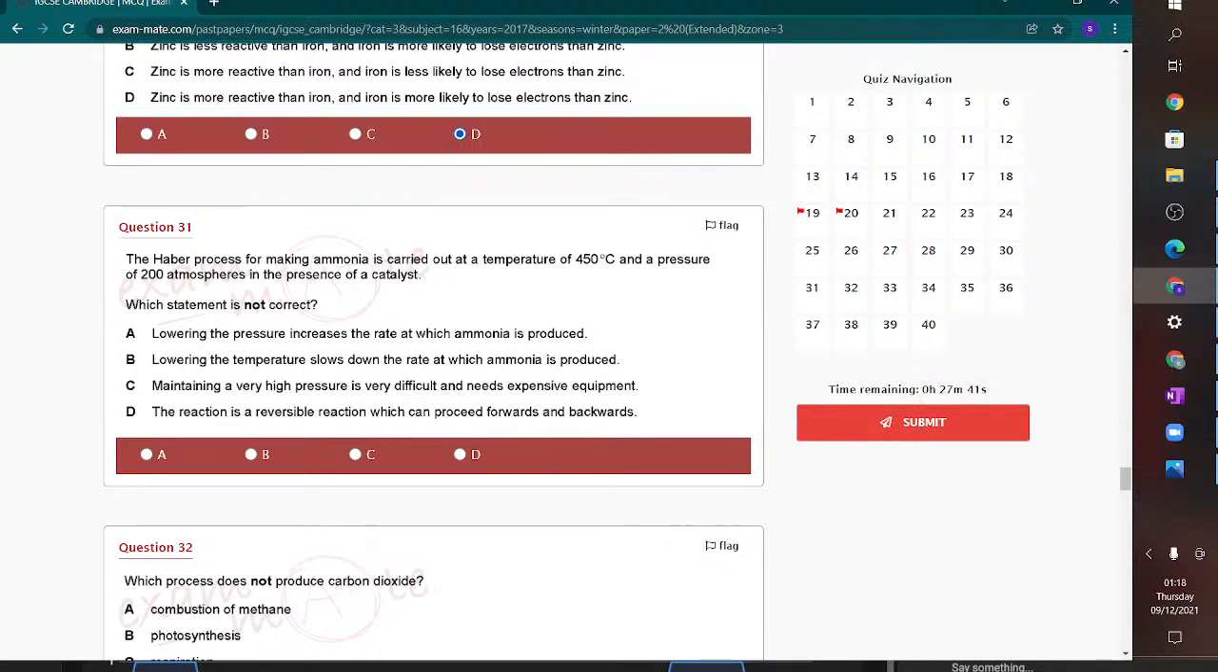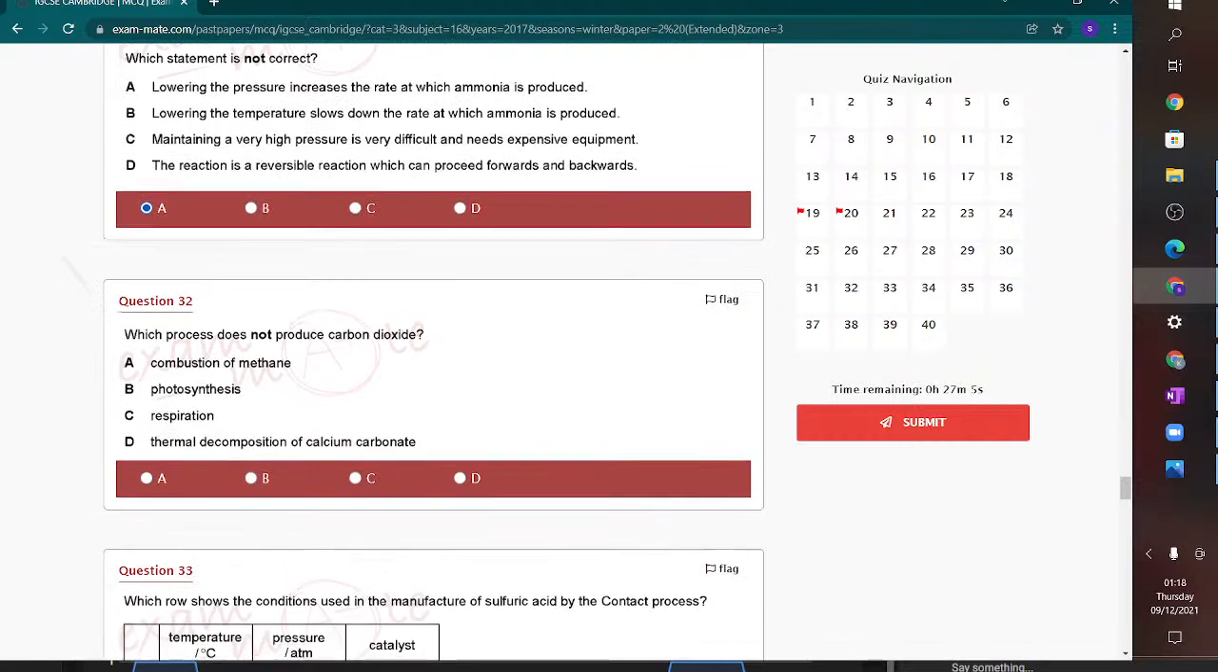The Haber process for making ammonia is carried out at a temperature of 450 and a pressure of 200 in the presence of a catalyst. Which statement is not correct? The reaction is reversible, which can proceed forwards or backwards. That's correct. Maintaining a very high pressure is difficult and needs expensive equipment. That's correct. Lowering the temperature slows down the rate at which ammonia is produced, and lowering the pressure increases the rate. Lowering the pressure, increasing the rate, that's not correct. Rate of reaction is directly proportional to pressure, so a decrease in pressure would decrease the rate of reaction, decreasing the rate of ammonia being produced.